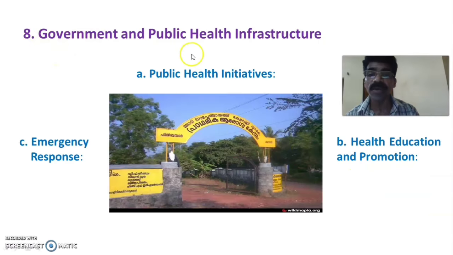Then the eighth major factor is government and public health infrastructure. Of course, the government provides various health infrastructure and institutions to render health services to the public, such as medical colleges, district hospitals, community health centers, primary health centers, sub-centers, health and wellness centers, family welfare centers, etc. The government has many clinics and health centers to render health services free of cost to the public. The sub-factors include public health initiatives, that is government programs at free of cost. Then health education and promotion, IEC activities, that is information, education, communication activities from the government side to promote the health of the people and protect them from various illnesses, and emergency management or response from the government side, which we saw during the COVID-19 pandemic.